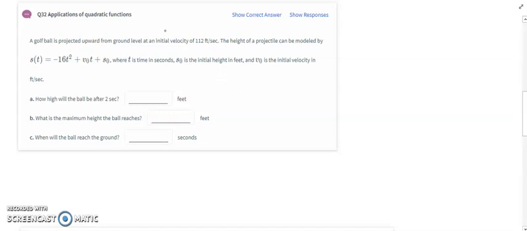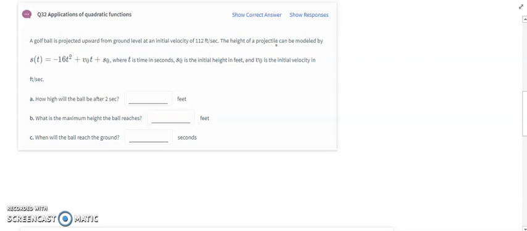Hi, I would like to work question 32 from section 14. There are a few questions on this problem and I want to make sure that everyone understands the correct way to solve it. So this problem is referring to a golf ball being projected upward from ground level at an initial velocity of 112 feet per second.